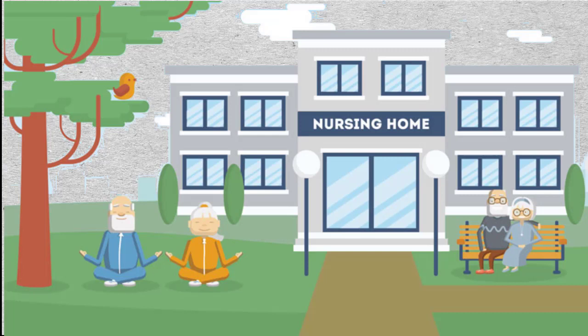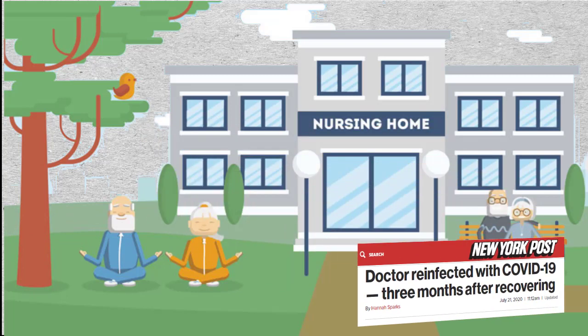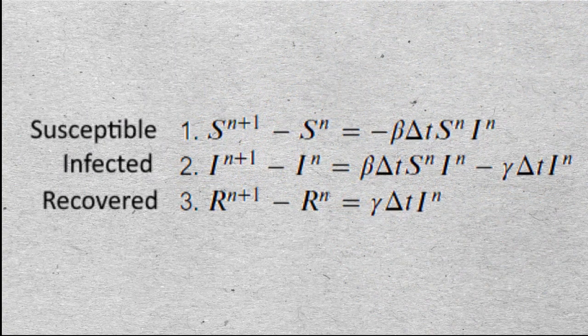This occurred because we imposed the restriction that a recovered individual could not become reinfected. Given documented cases of reinfection following recovery, we need to build this possibility into our model. That model, you may recall, was embodied in these three equations.